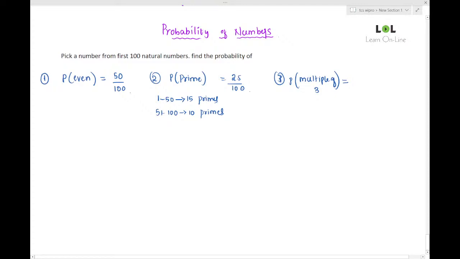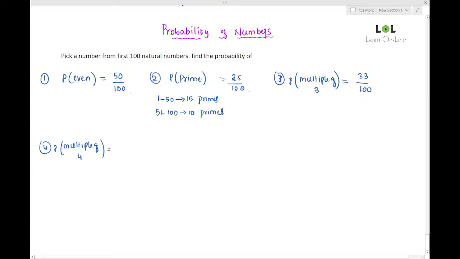Good, Manohar. How many? 33 are there. If you see 3 into 33 is 99. If you go beyond that, Prashant, check it. Only 33 are there, buddy. So 33 are there out of 100. Tell me, what is the probability of getting a multiple of 4? Multiple of 4. Now this will be easier, guys.